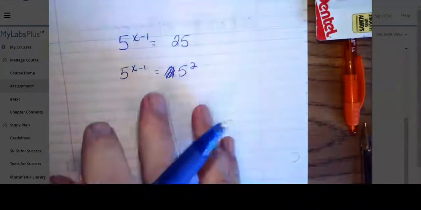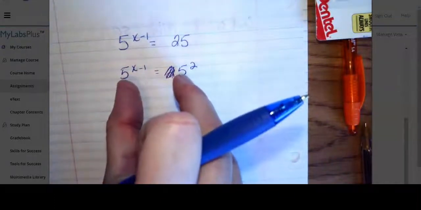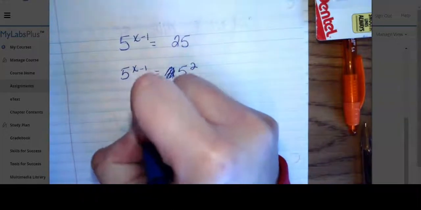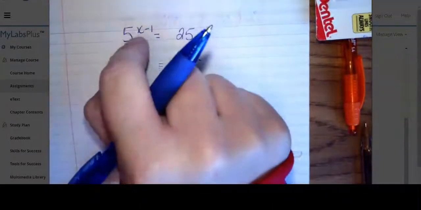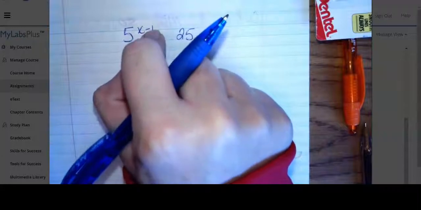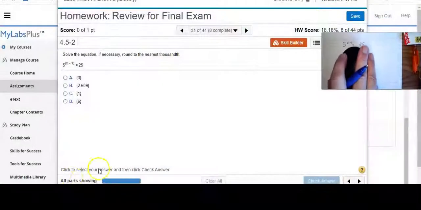Since our mission is to get the left side equal to the right side, the bases are done. So just grab your exponents and deal with them. And now solve for x, and we have x equals 3. That should make sense, because 3 minus 1 is 2, and 5 squared is 25.